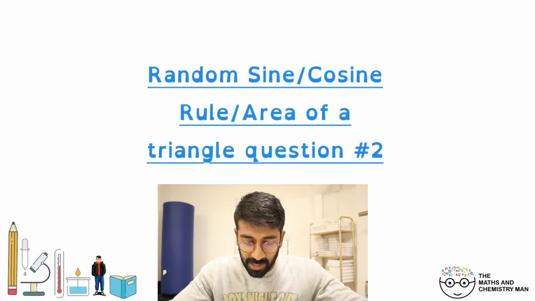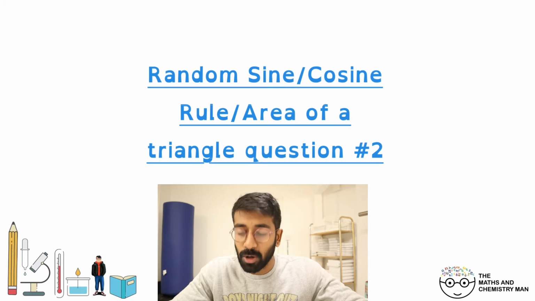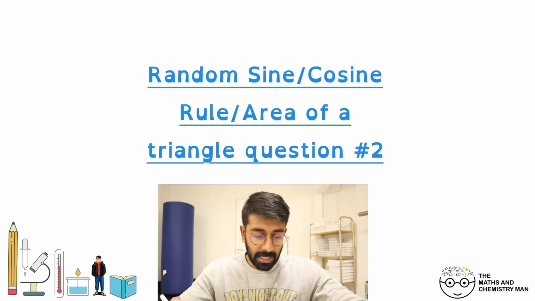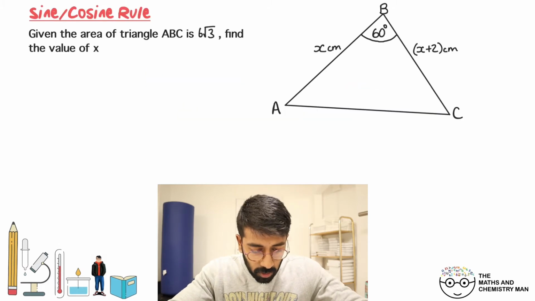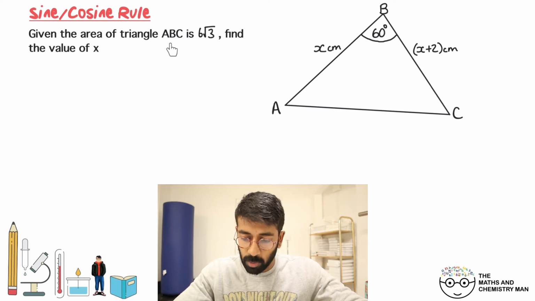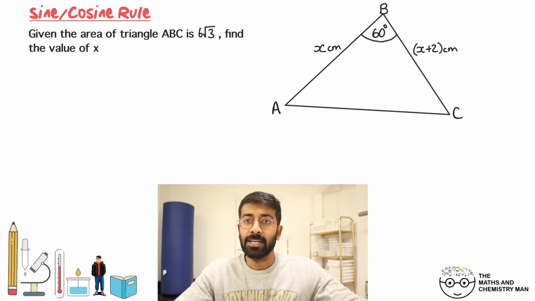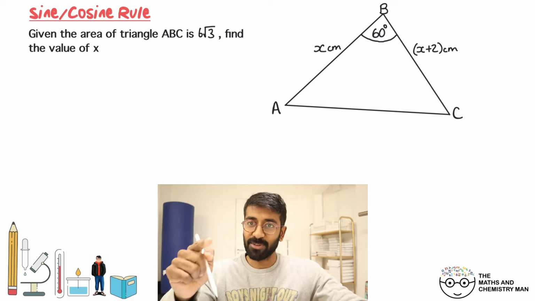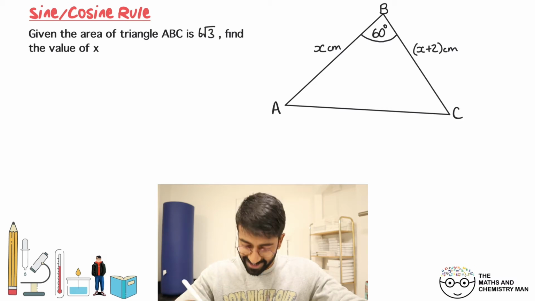Right, lads, we've got a question on the sine and cosine rule. And here it is. So we've got this triangle here. We're told that the area of the triangle ABC is 6 square root 3. And what we've got to do is then work out the value of x. So jot this one down, have a go, and we'll catch up in a few seconds to go through the answer.